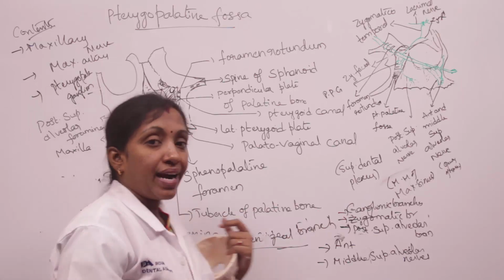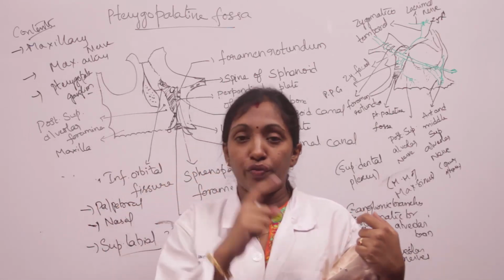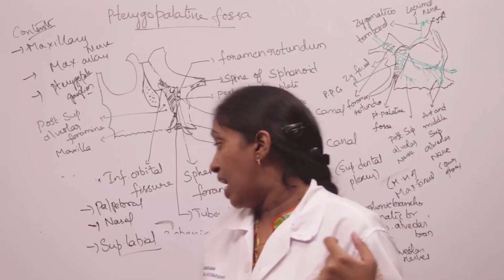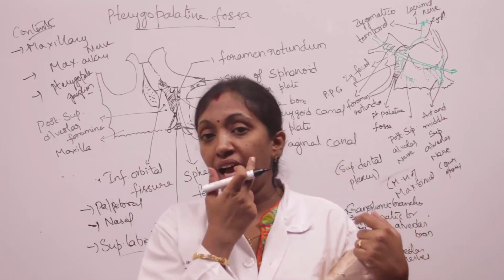Okay, the palpebral branch supplies the skin of the lower eyelid. The nasal branch supplies the lateral wall of the nose and the mobile part of the nasal septum. And the superior labial branch supplies the upper lip and the mucous membrane of the upper lip.